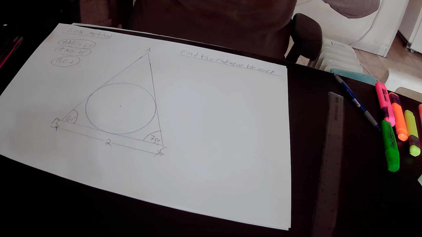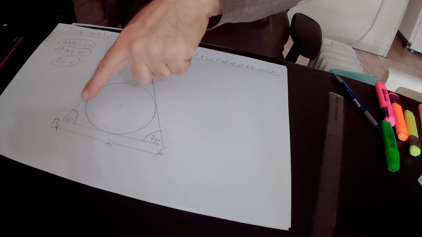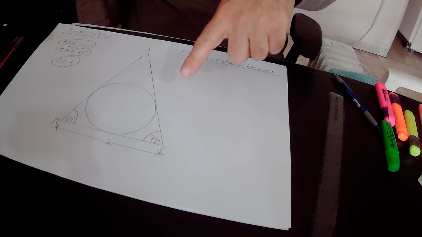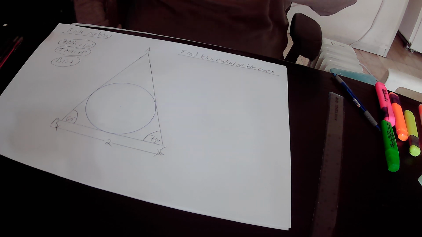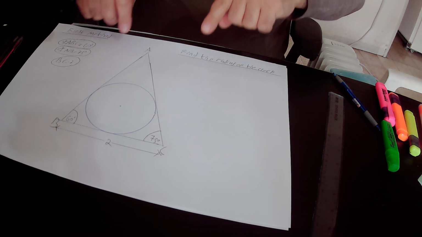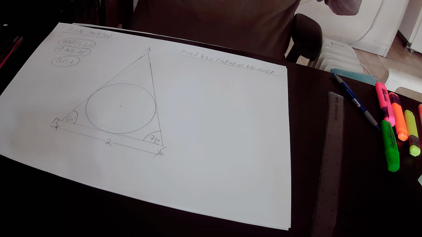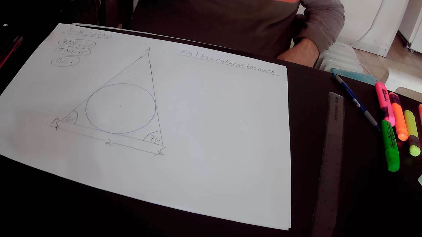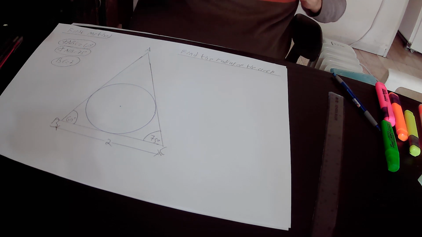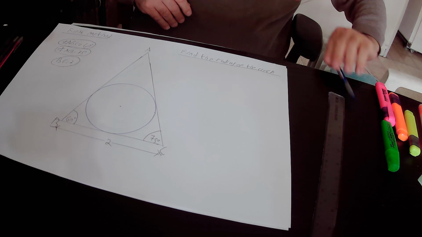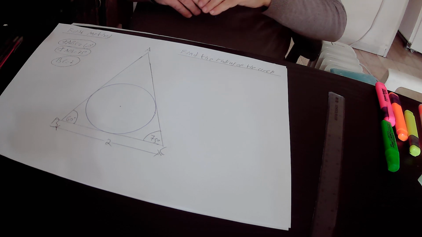In addition, we know that angle ABC equals 60 degrees, angle ACB equals 75 degrees, and side BC of this triangle ABC equals 2 units in length. Again, our mission is to find the radius of this circle. We will start with the first method, and we will do a construction.